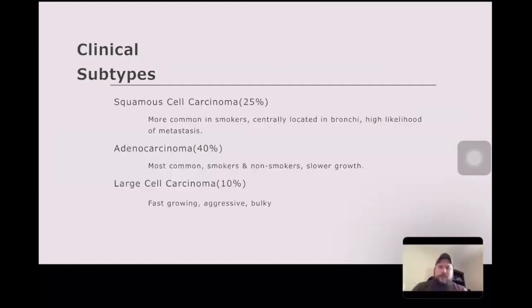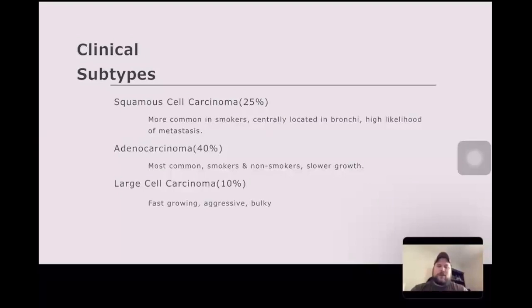All right, so as mentioned earlier, there are three subtypes of non-small cell lung cancer. You have squamous cell carcinoma, which accounts for about 25% of all non-small cell lung cancer. You have adenocarcinoma, which accounts for about 40%, and large cell carcinoma, which accounts for about 10%.